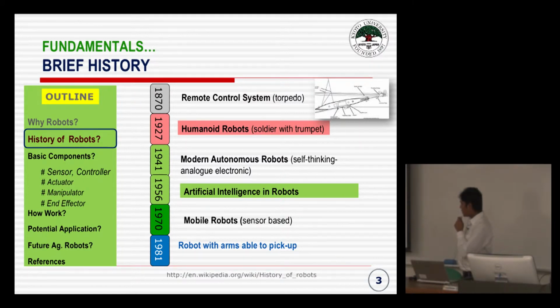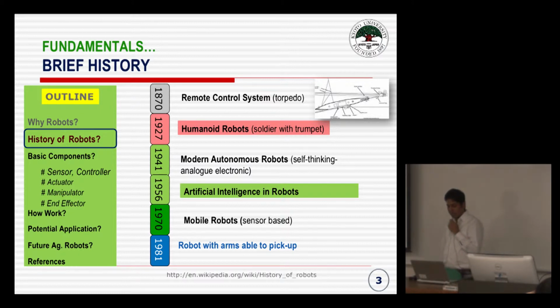I just tried to introduce a brief history of robot invention all over the world. It was first introduced in 1870: the first remote control system, a wire-guided torpedo type. That was used for other purposes, not in agriculture. And then humanoid robots were invented in 1927. After that, the modern autonomous robot was introduced in 1941.